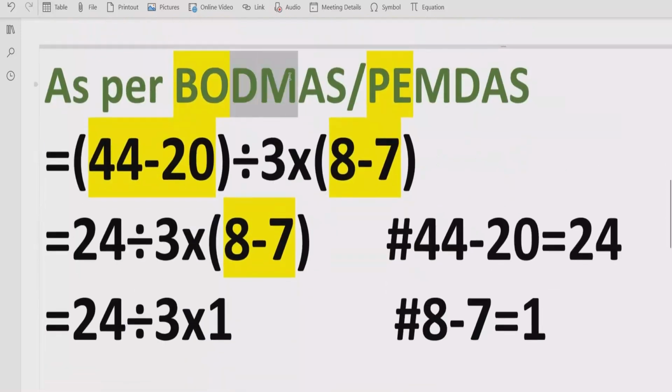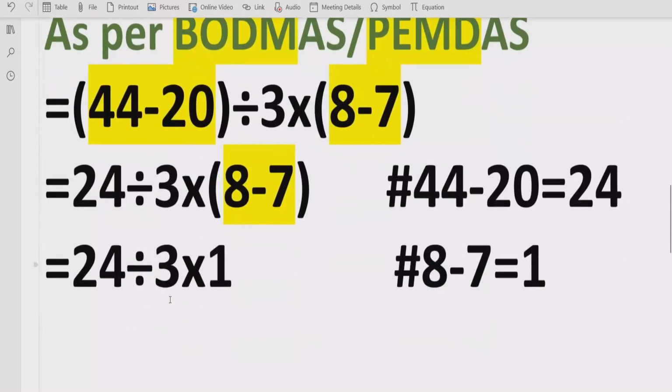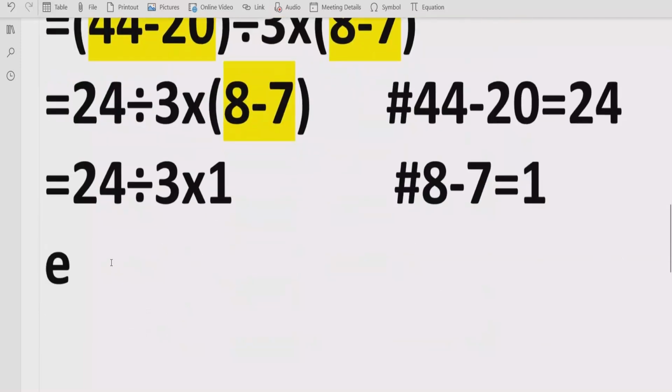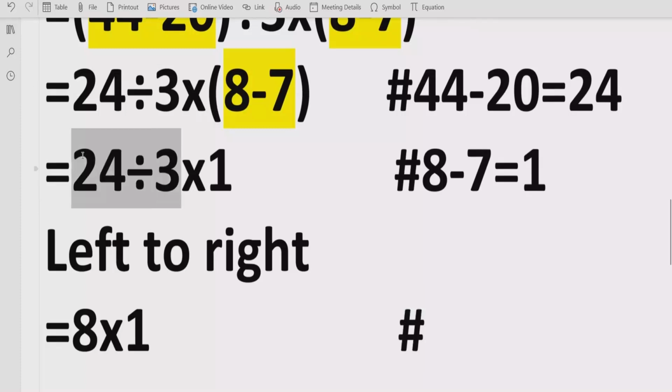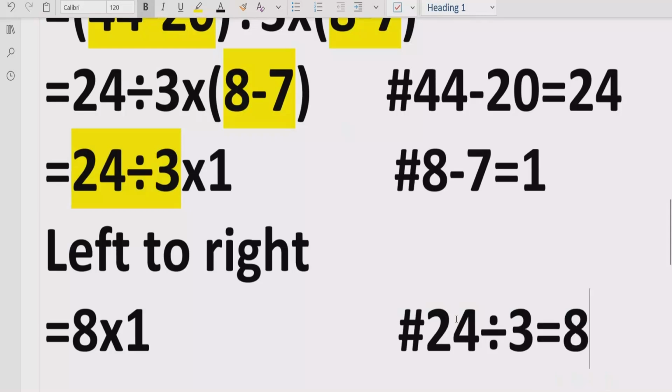Now we have to go for division and multiplication. What we have to do, we have to go left to right in this expression and find out which is coming first. So now we have 24 divided by 3, which becomes 8 multiplied by 1. We will write here as it is. And here we have to give the reference: this one, 24 divided by 3, becomes 8.